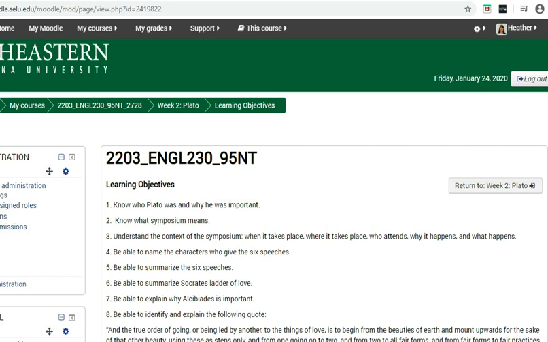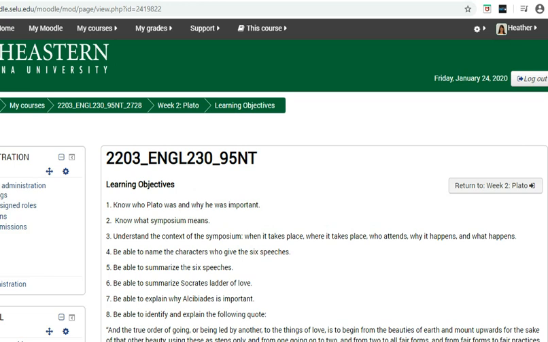Okay, and you also need to know what happens. So these guys get together. They got together the night before, and they drank so much the night before that Araxagoras decides, he's a doctor, and he decides that they shouldn't drink that much again tonight. So instead, they should all give a speech about love, or eros.